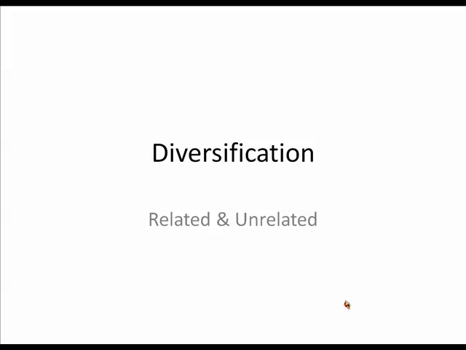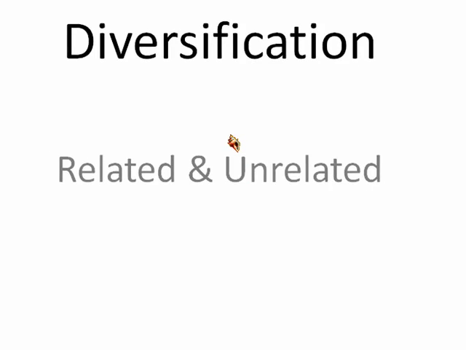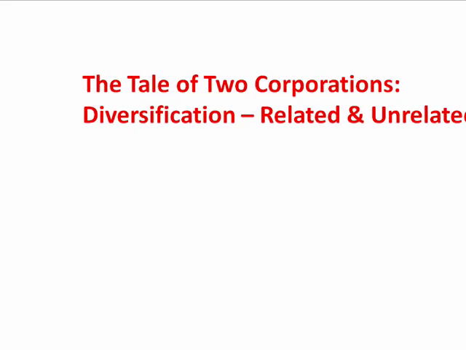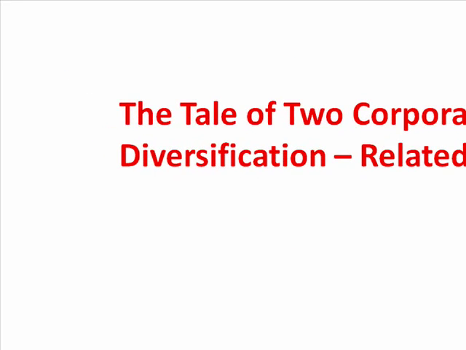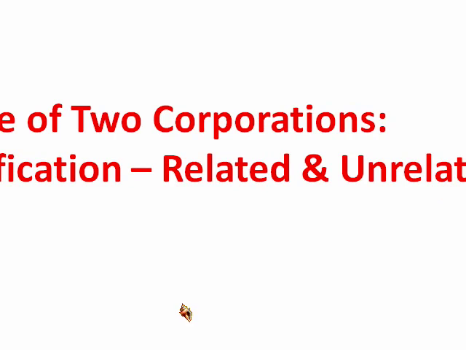This video segment details diversification, both forms related and unrelated, and I'll provide two corporate examples on how this can work. You might remember that diversification can take one of two forms: geographic, or going global, or product diversification, and that's what we're talking about right here. Product diversification of the unrelated or related form.